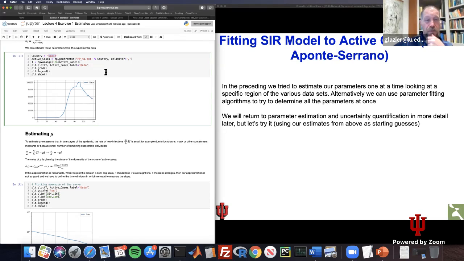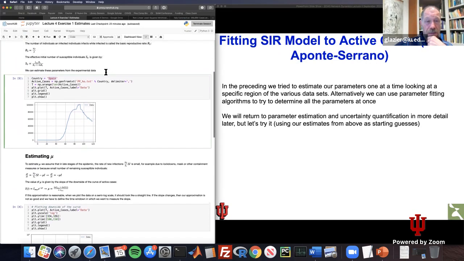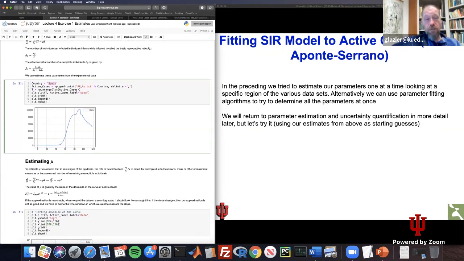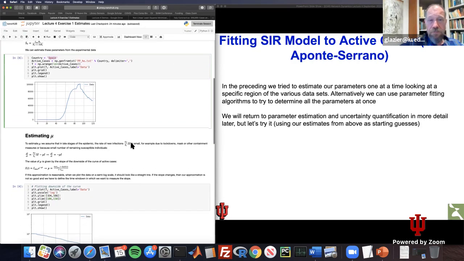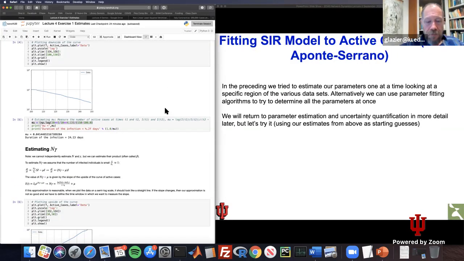I guess we could create a Google Doc or something where we could put those. I can do that if you want. You might get different values for Italy too if you refit it.